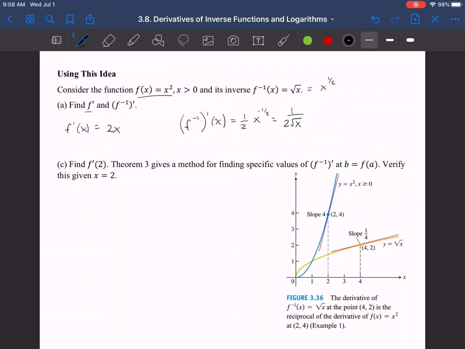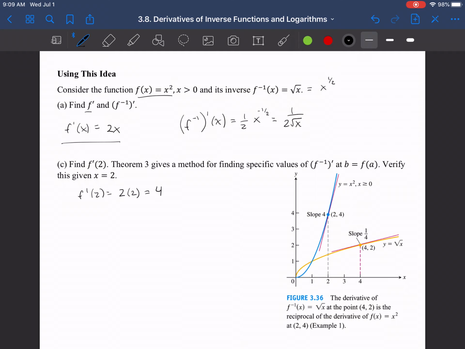So those are our two derivative functions, okay? So let's look at part C. Part C says, find f prime of 2. Theorem 3 gives a method for finding this with specific values. So what you need to note here is, what we're going to do is essentially plug this 2 back up here for x. So if we do f prime of 2, let's think of it this way. If we do f prime of 2, that's using this right here. That's 2 times 2, that's a 4, okay?